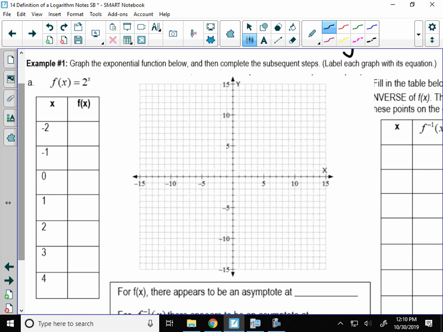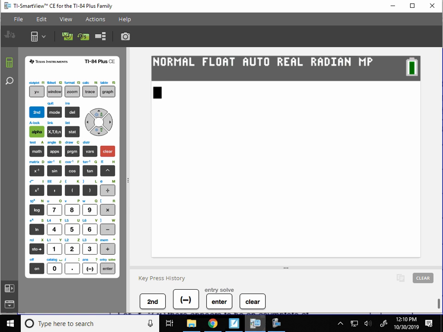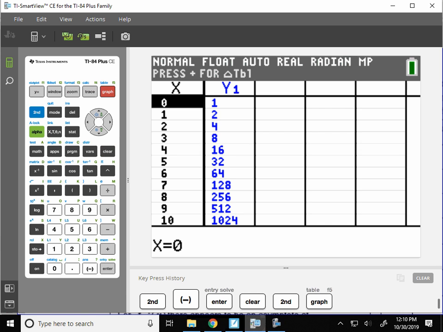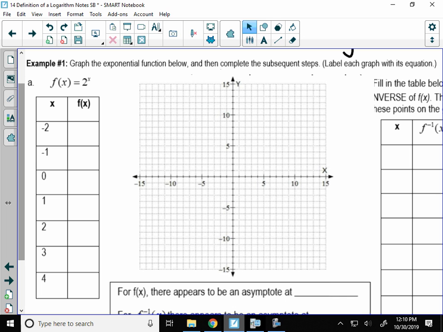I want you to fill in the table here for f of x is 2 to the x. Okay, so we're going to put that into our calculator. Look at the table, fill in those values. Go ahead and take a second, work on your own there. And once you've filled in that table of values, I want you to plot the points. You know this is an exponential, so it should look like stuff that you've done before.